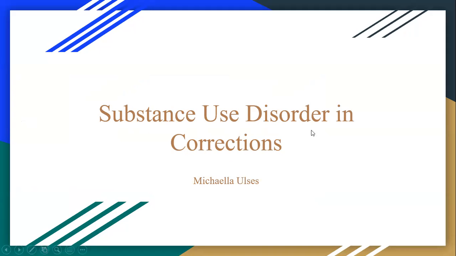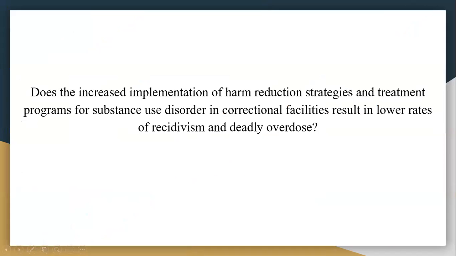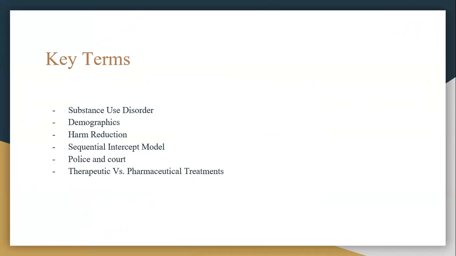in corrections. The research question for this paper was, does the increased implementation of harm reduction strategies and treatment programs for substance use disorder in correctional facilities result in lower rates of recidivism and deadly overdose? Key terms for this paper were substance use disorder, demographics, harm reduction, the sequential intercept model, police and courts, and therapeutic versus pharmaceutical treatments.